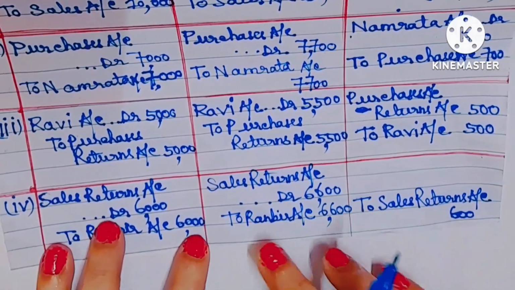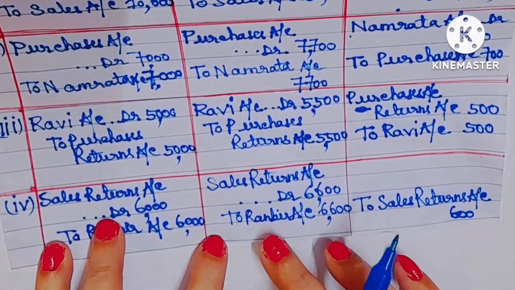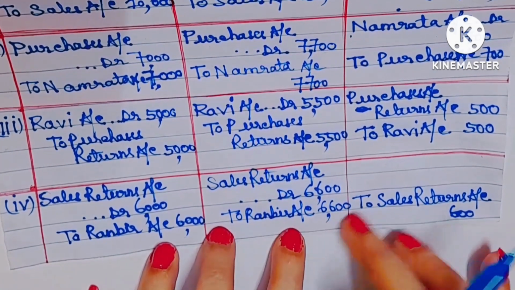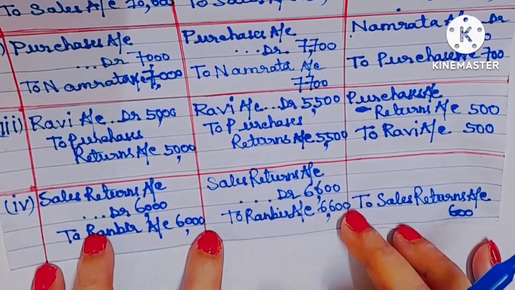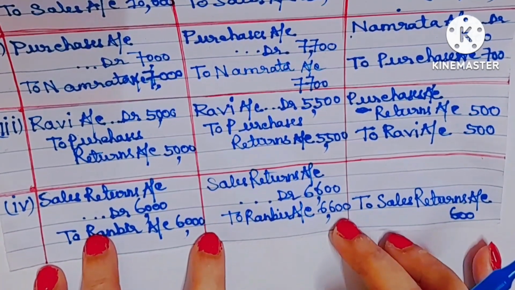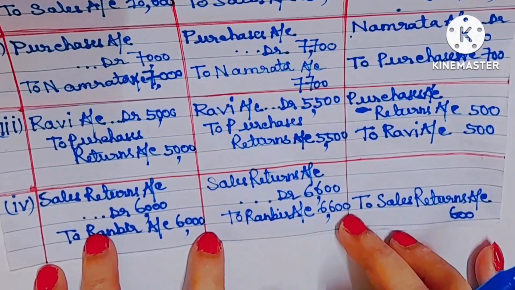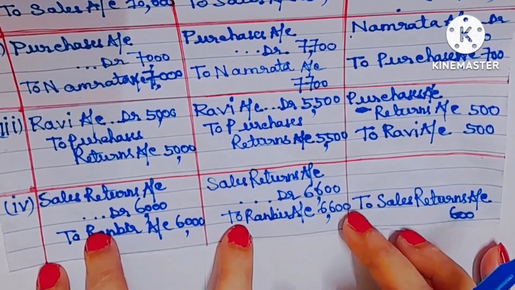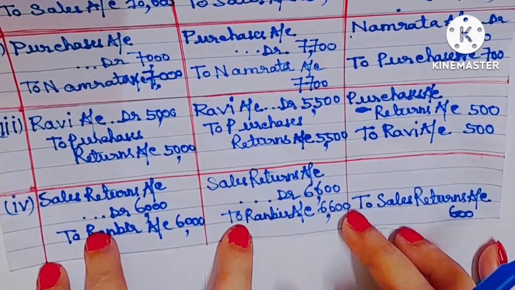Let's see the credit side in the wrong entry. To Ranbir account 6,600. So rupees 600 has been recorded more in the Ranbir account. The differential amount is rupees 600. So if you deduct rupees 6,000 from 6,600, you'll get rupees 600. So the differential amount is 600. So how to decrease or reduce rupees 600? Just pass the reverse entry.